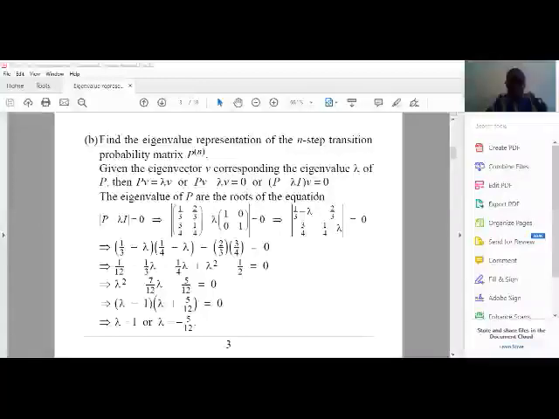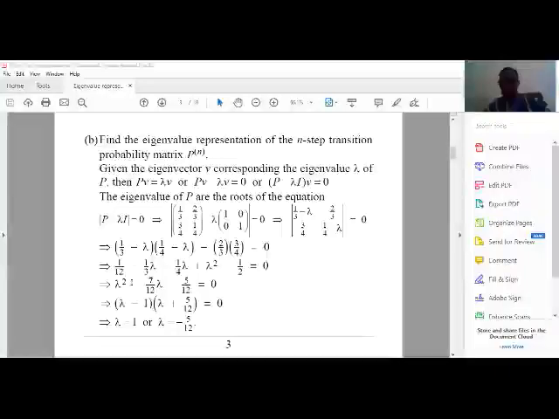That is the identity matrix. So you put in the matrix to form the equation. Then we find the determinant of this equation. So the determinant is this times this, that's the leading diagonal, minus this times this. That gives us the determinant. Then we simplify it. When you expand, you get this expression.